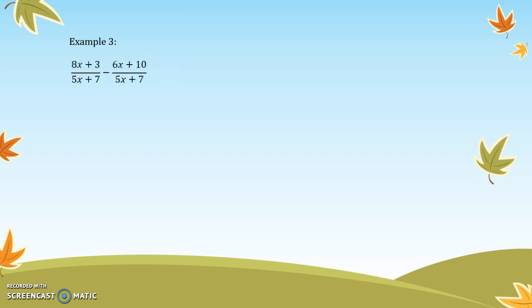Another example. Here it looks like I have a common denominator, except this time we're subtracting. We have to be super careful when we're subtracting, guys. So pay very close attention to our signs when we're subtracting and talk yourself through it. So since we have that common denominator, we're going to write our answer over that common denominator. So I'm going to take 8x minus 6x, which gives me 2x. And now I'm going to take 3 minus a positive 10. So 3 minus 10 would give me -7.